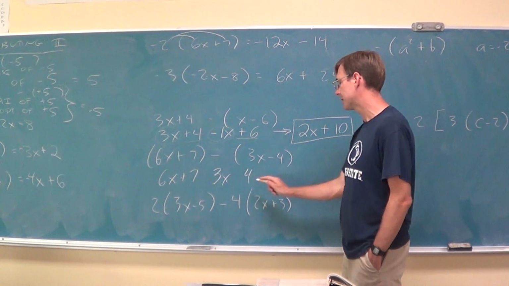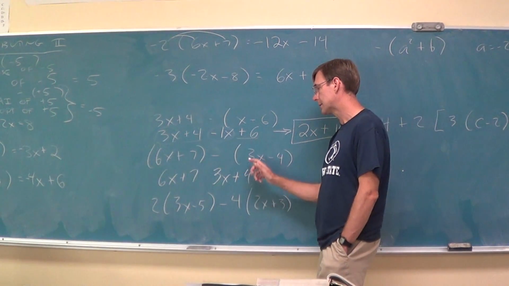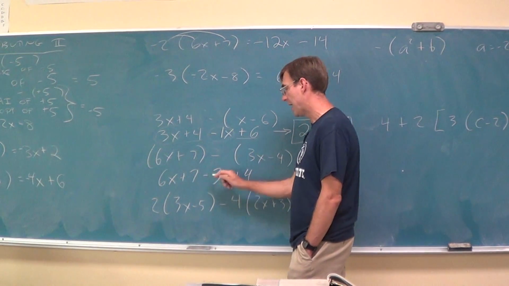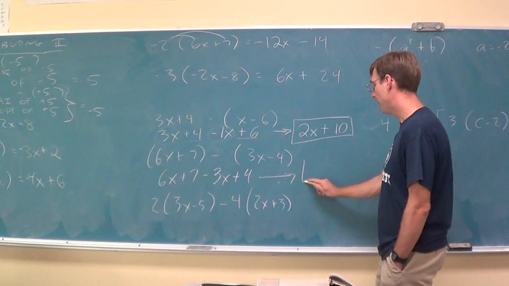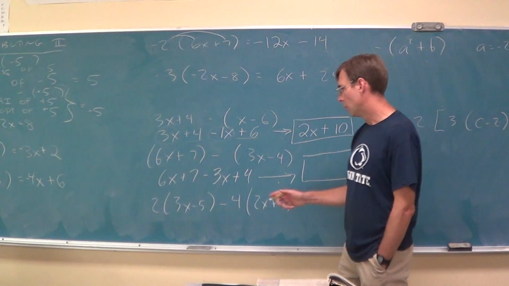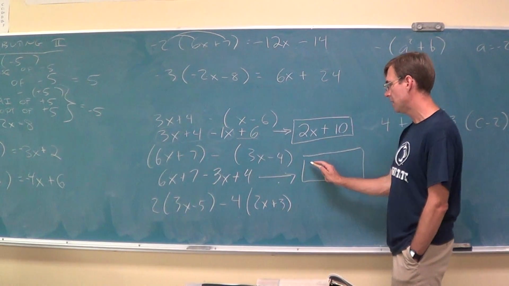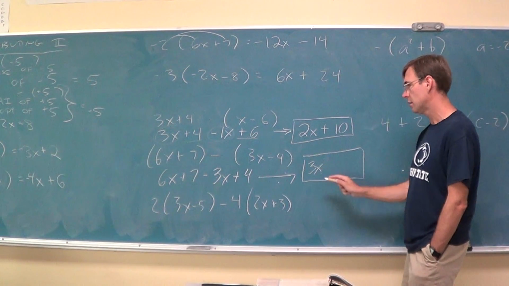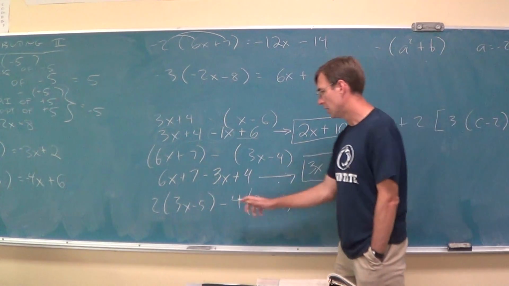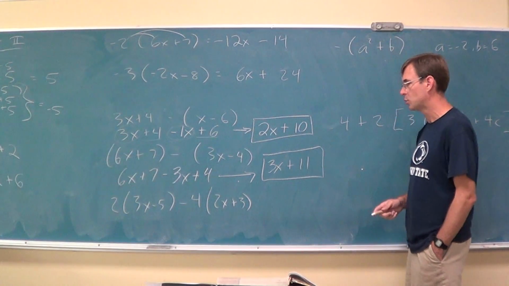So with 3x and 4, the 4 was minus, now it's plus. This 3 was positive, now it's negative. And then it's going to be time for us to combine some like terms. In the world of the x's, a positive 6 versus a negative 3, the positive wins by 3, subtract them. In the world of numbers, positive 7, positive 4 join up, and that's positive 11.